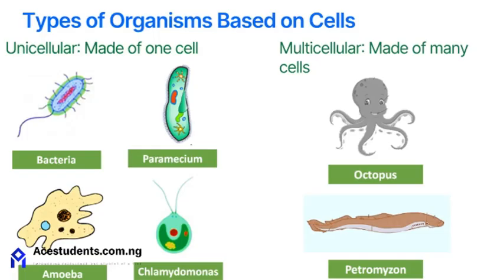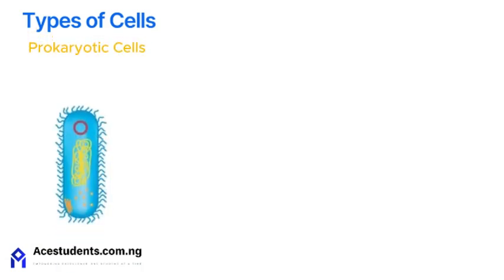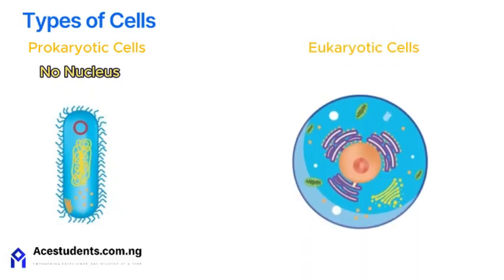Organisms can be unicellular, meaning they have only one cell. Examples include bacteria and some algae. Others are multicellular, like plants and animals, with many cells working together. There are two main types of cells. Prokaryotic cells, which do not have a nucleus, and eukaryotic cells, which contain a nucleus.